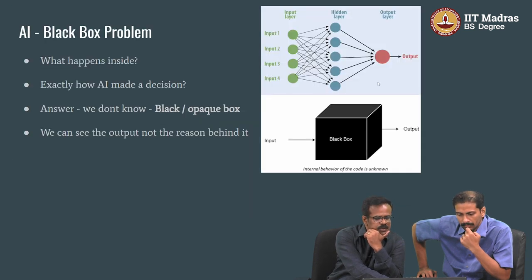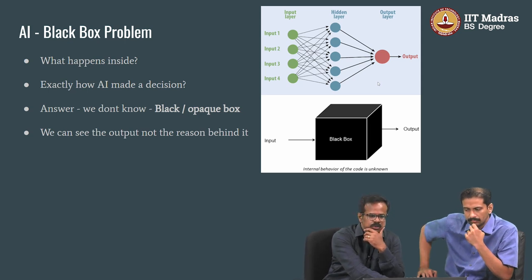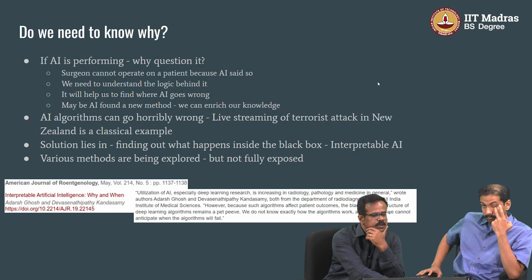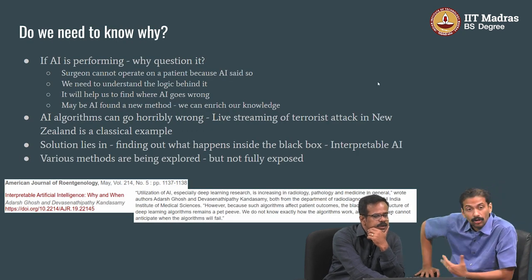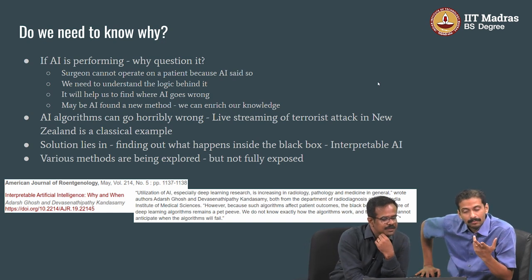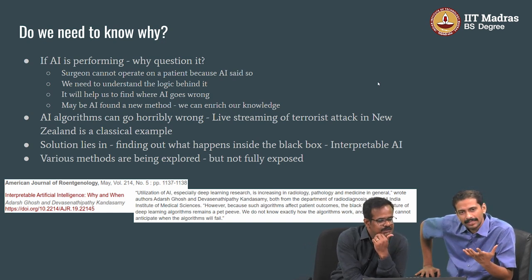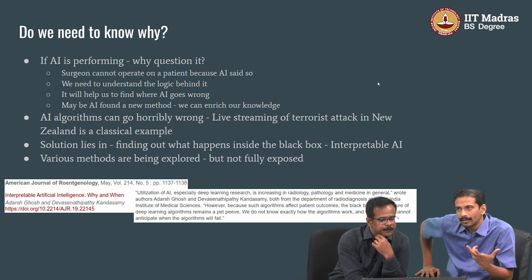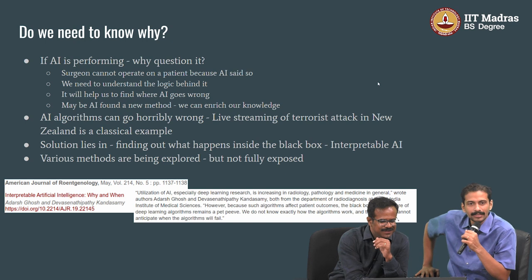And there are some problems, as we said, like the black box. We don't know what exactly happened. We talked about a lot of positives of AI for a long time, right? But there are issues in AI also. For example, we don't understand why it takes such a decision. Why does it take a particular decision?